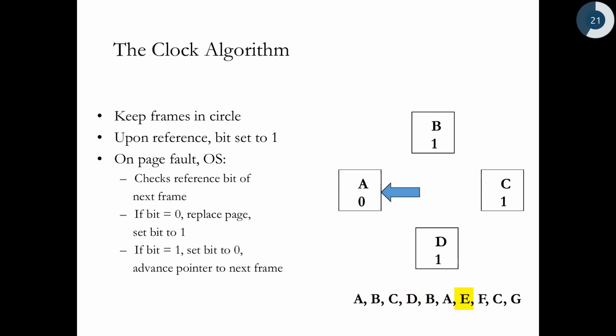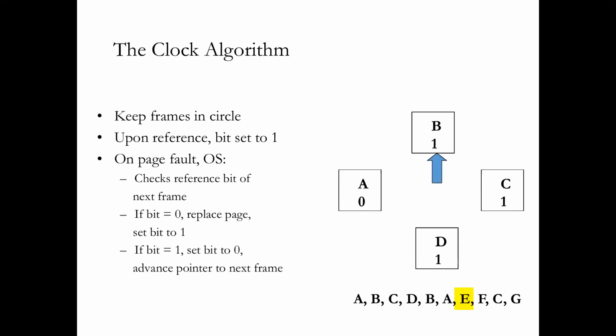So this is where we're going to get the page fault. Our current pointer points to A because that's how we initialized it, right? When we brought all these pages in, the initial state was that we point to A. Now, A, according to the algorithm, what should we do? If bit is 1, and it was previously 1, set it to 0, and then advance pointer to the next frame.